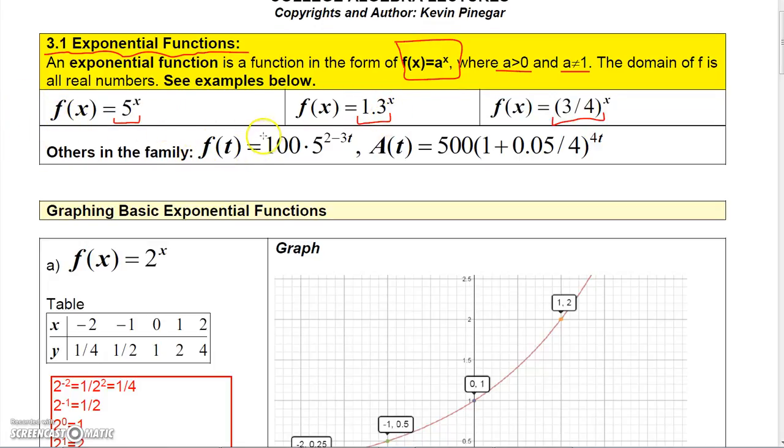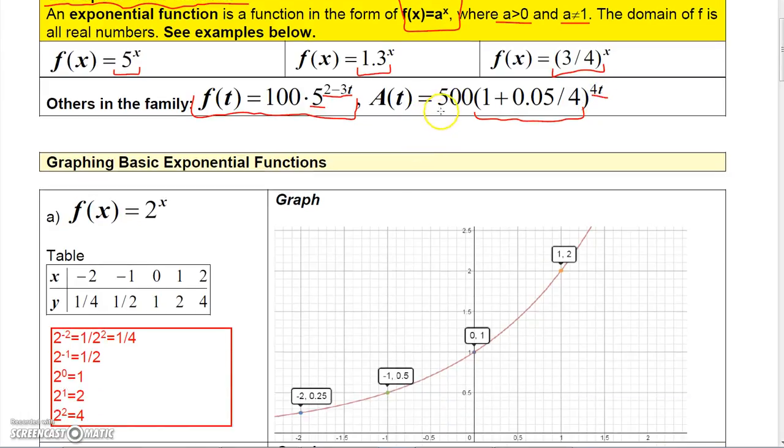Now other functions in the family would include functions where you have other operations involved, but you do have a base raised to a power that involves a variable. So here, 5 to the 2 minus 3t, and then you're multiplying by 100, and so this would be in the exponential function family. Here you have the base is 1 plus 0.05 over 4, and the exponent is 4t, and then of course you're multiplying by 500, and that's in the exponential function family.